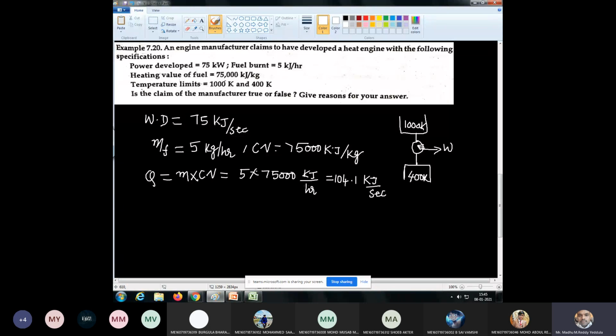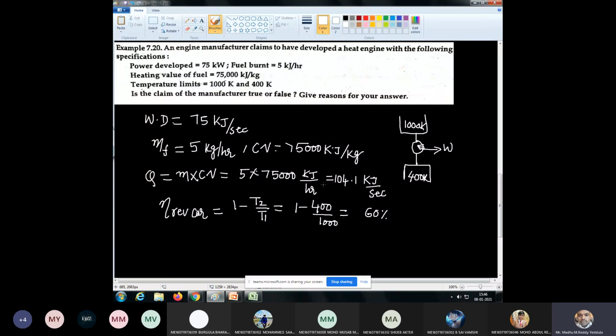Now first we will calculate the Carnot efficiency. Efficiency of the reversible Carnot engine is equal to 1 minus T2 by T1. The engine's efficiency should always be less than this; then only it is correct. 1 minus 400 by 1000, so 600 by 1000, 6 by 10, which is 0.6. That means 60%.